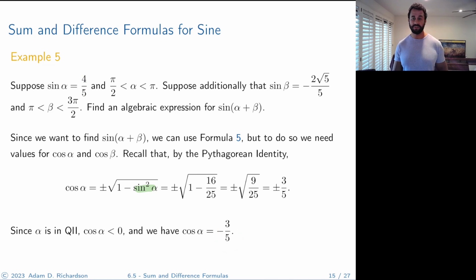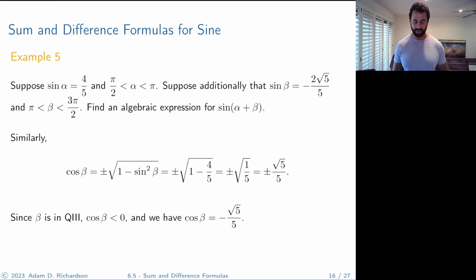All right, now let's do a quick survey. We know sine of alpha, we know cosine of alpha. We know sine of beta, but we don't know cosine of beta yet. So we're going to use the exact same argument to find cosine of beta. And that's right here as well.